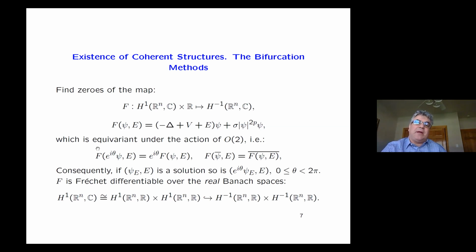Now, this particular problem has symmetries that sometimes help and sometimes make the problem more difficult. It is invariant, or equivariant, under multiplication with e to the I theta, or taking the complex conjugate, right? So this function is real on reals. It takes a real valued function into a real valued function.